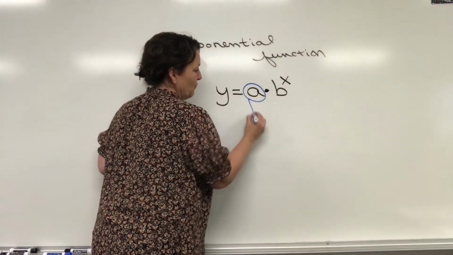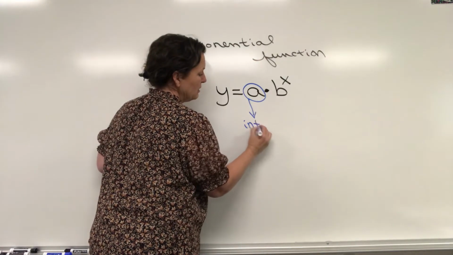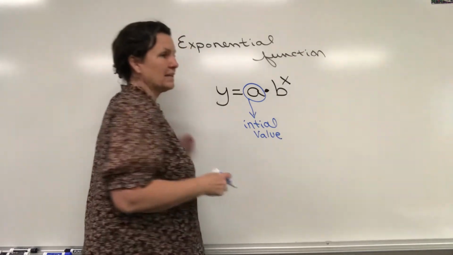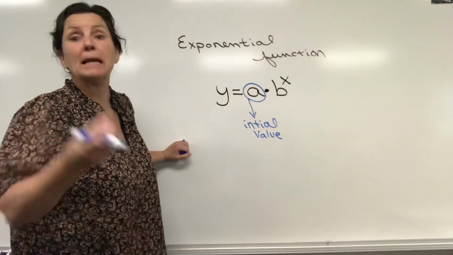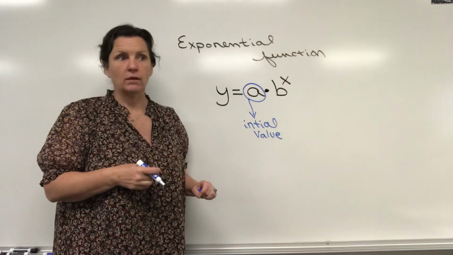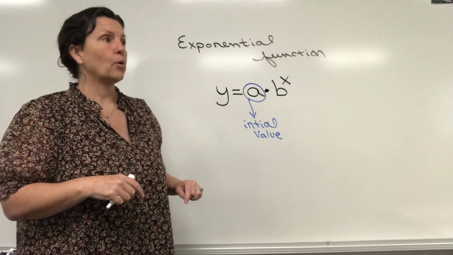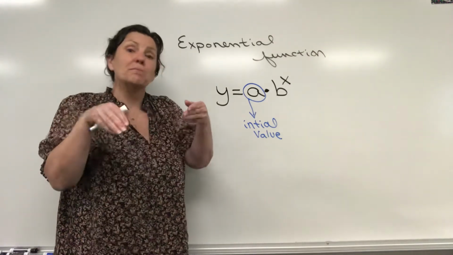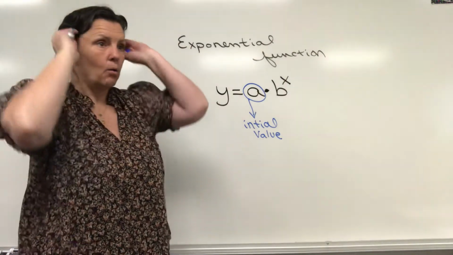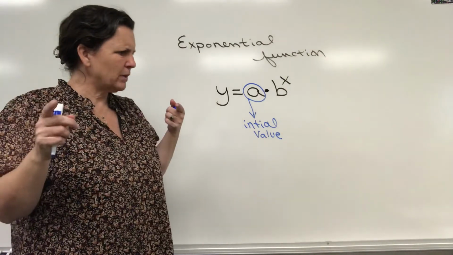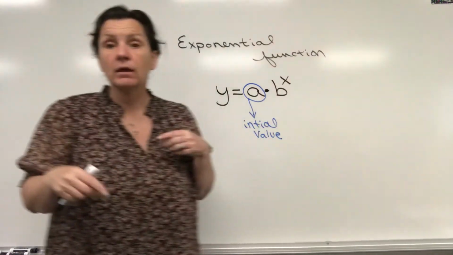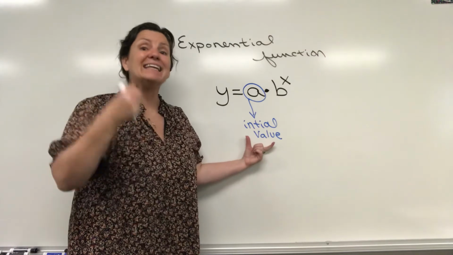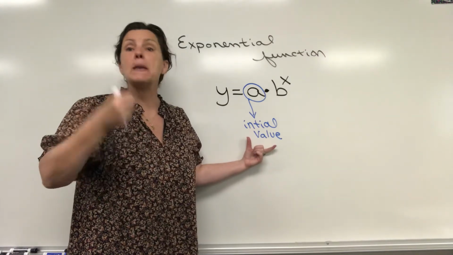The a piece of the formula is the initial value. You can think of it as the initial amount. So how many beetles did we have to start with in that example that I gave you? Or how many bacteria are we starting with? Or how much money are we placing in the bank? Or population: how many people live in that city to start with? So this is that start value, that initial value. Where do we start number-wise?